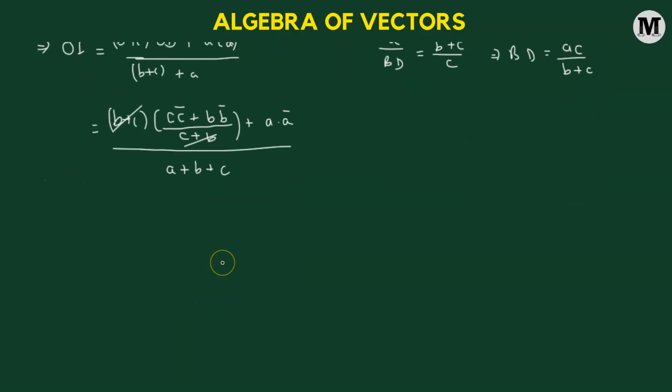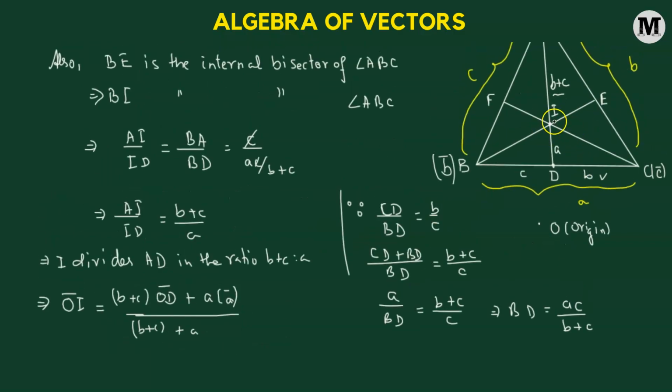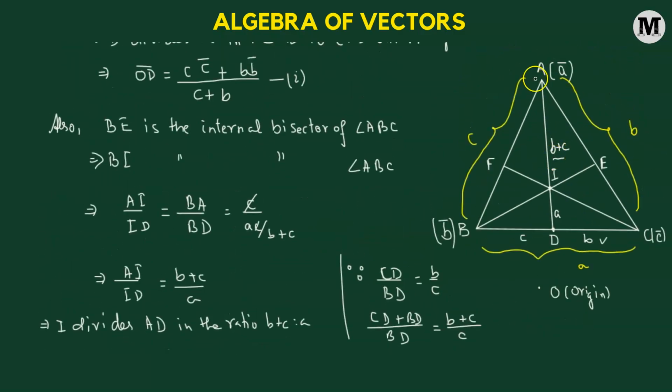So this gives us the OI vector equals A times A vector plus B times B vector plus C times C vector, whole divided by A plus B plus C. Fine. So we have found the position vector of the point I when we consider AD.